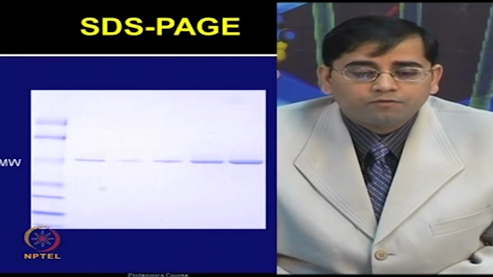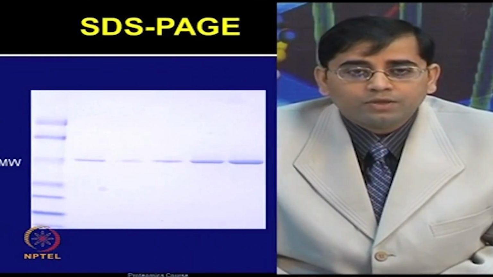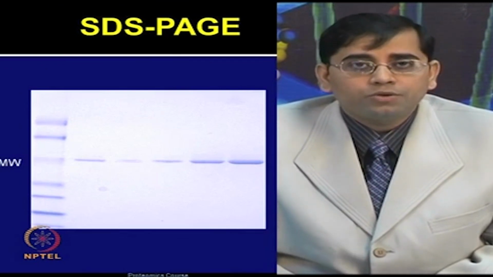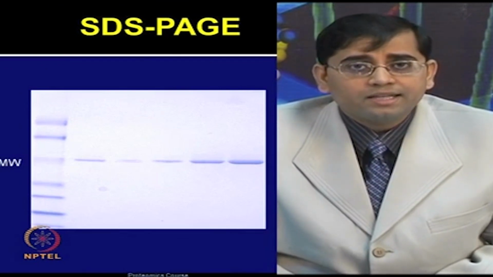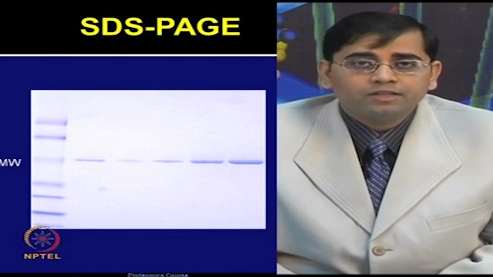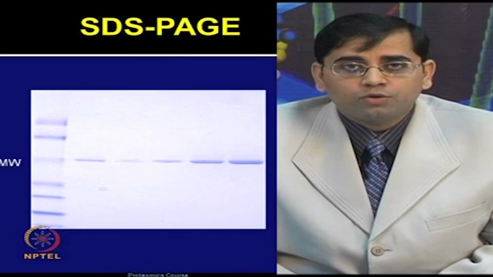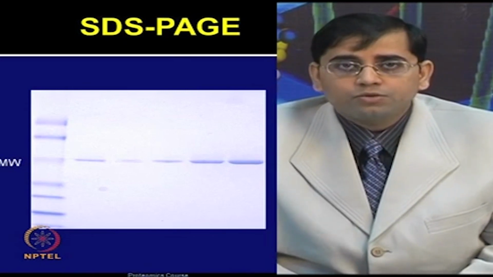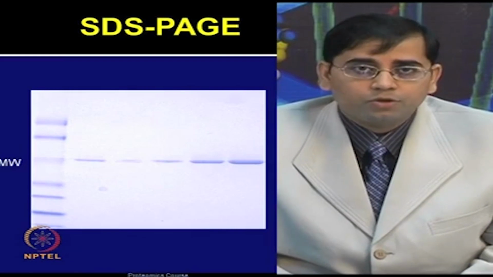I am showing you one SDS page image in which, from left to right, the first lane is the standard of known molecular weights. In this well, you can see at least 5 or 6 bands are visible. These are the known molecular weights, sometimes ranging from 150 kilodalton to 10 kilodalton.